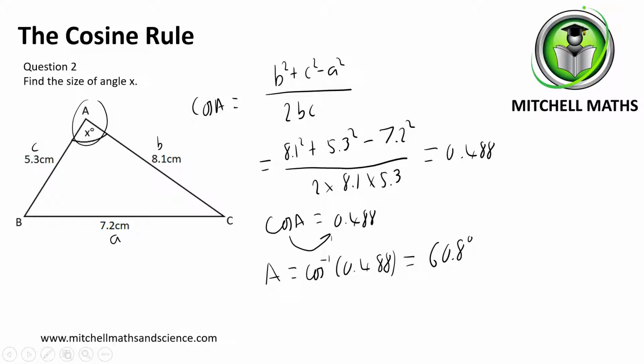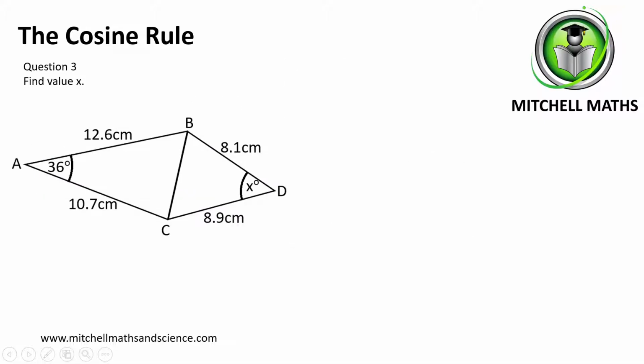Now we're going to have a look at some more difficult questions involving the cosine rule. In this question, what they've done is they've given us two triangles, and we're going to need to do 2 steps in order to find angle x. The reason we can't find angle x straight away is because we don't have the side BC, but we can use the triangle on the other side to find this line BC. And then once we've found BC, we can use the cosine rule to find the angle.